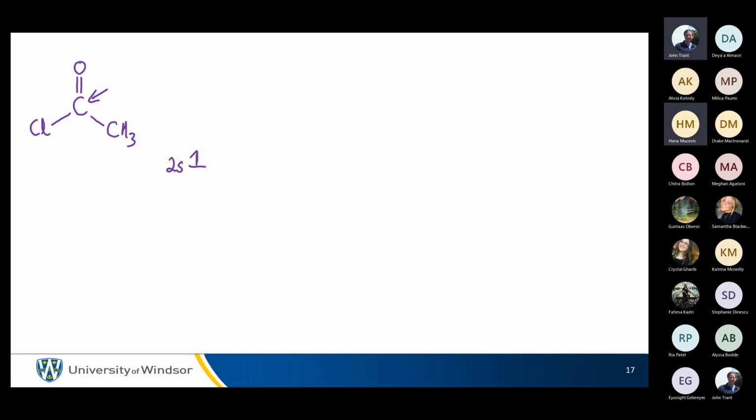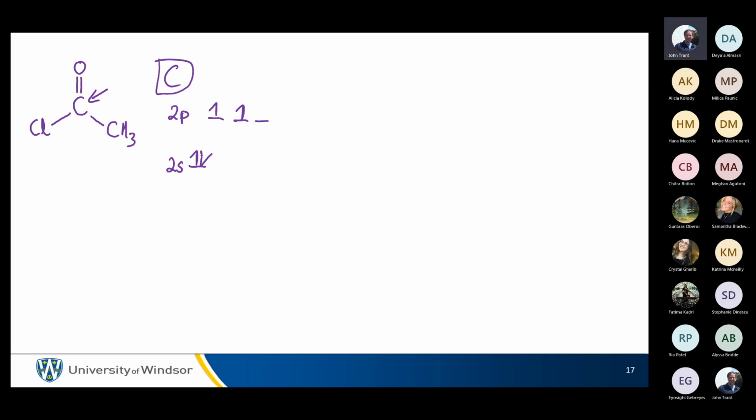So let's take a look. This is just carbon itself. Four valence electrons, right? Like just normal carbon. Four valence electrons. You're in agreement?